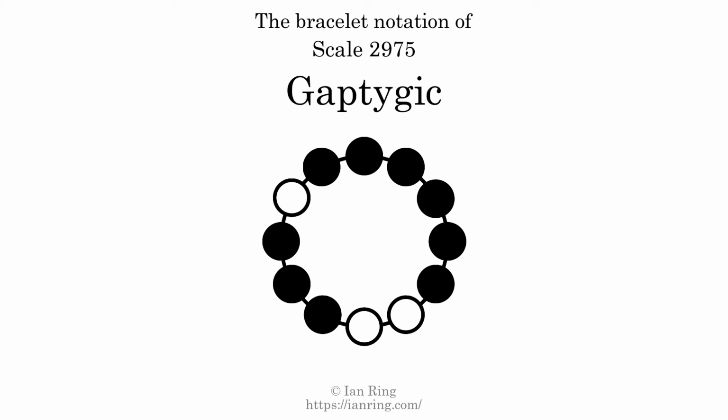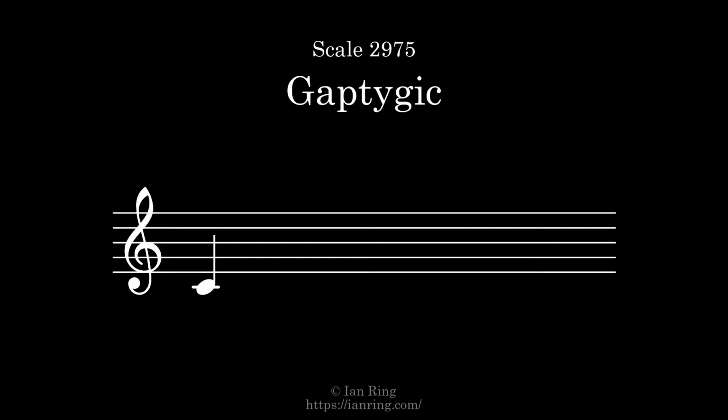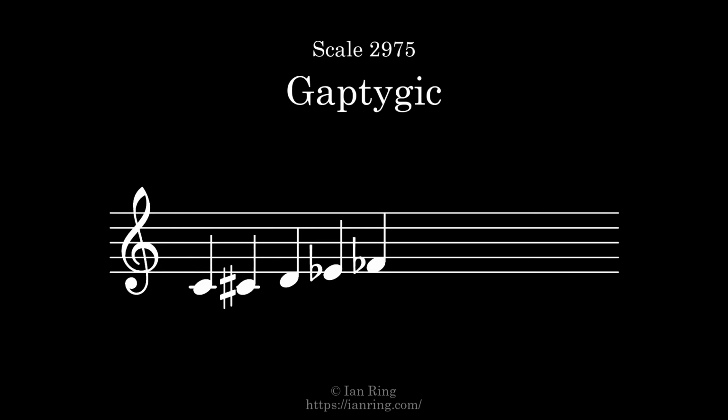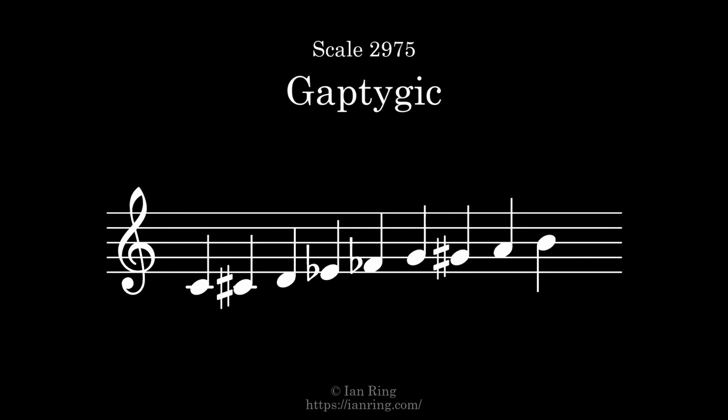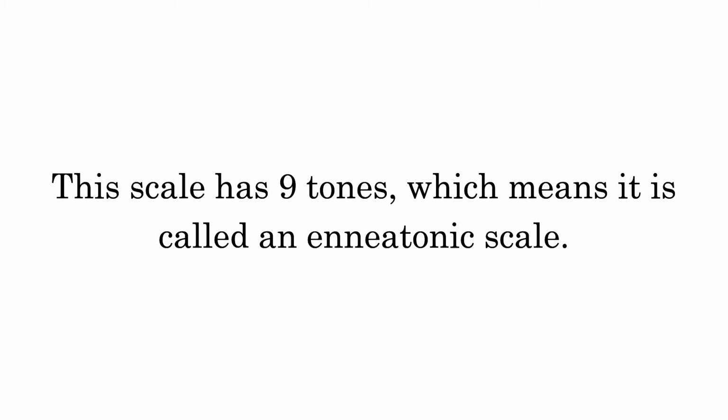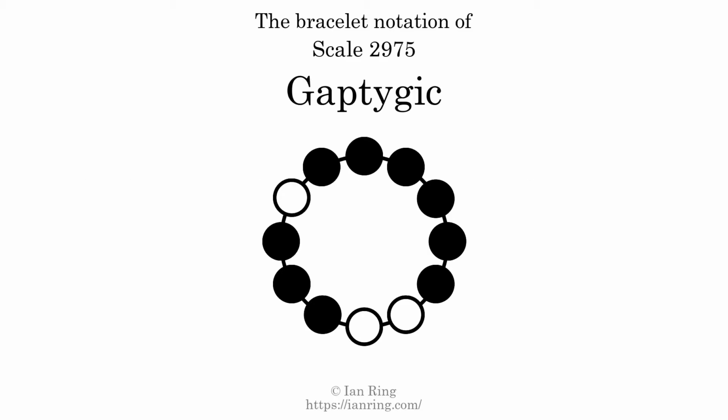2975, Gaptygic, which sounds like this. This scale has 9 tones, which means it is called an enneatonic scale. This is a bracelet notation diagram of scale 2975. The shaded circles represent tones that appear in the scale, and they are read clockwise, starting at the top.